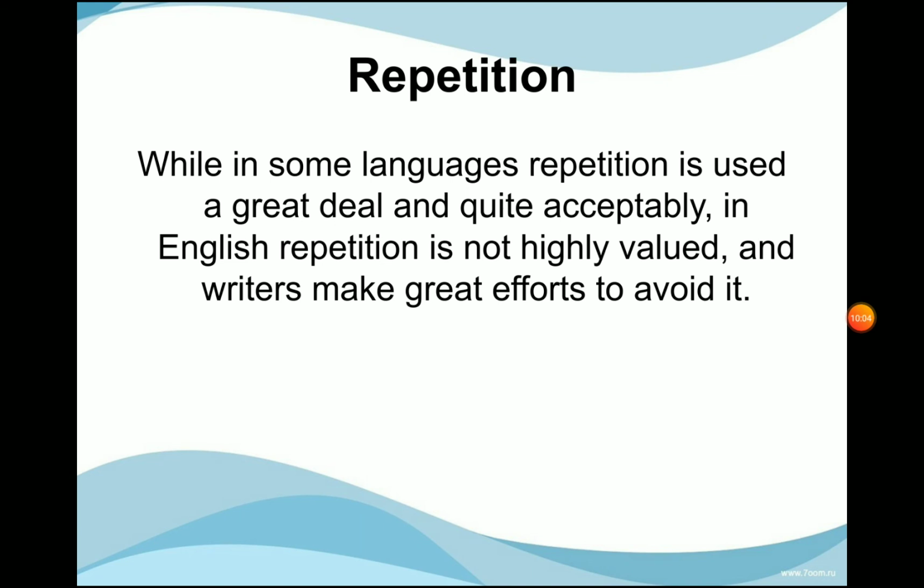Repetition of words and phrases is another issue to consider. While in some languages repetition is used a great deal and quite acceptably, such as Indonesian, for example, in English repetition is not highly valued, and writers make great effort to avoid it.